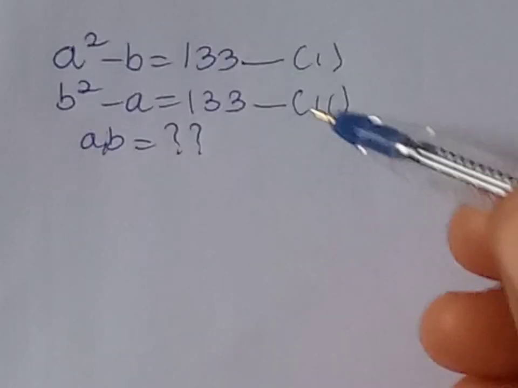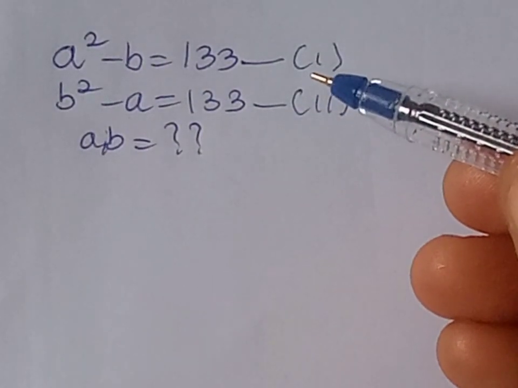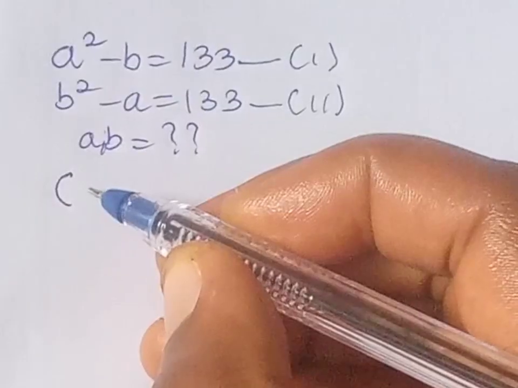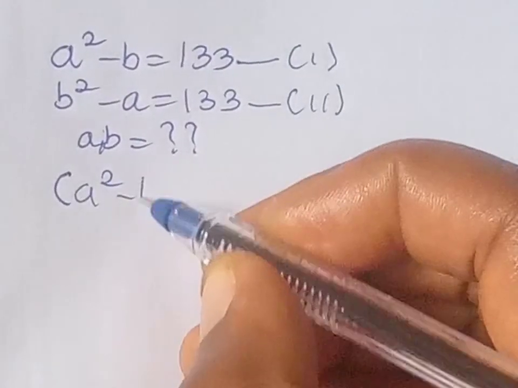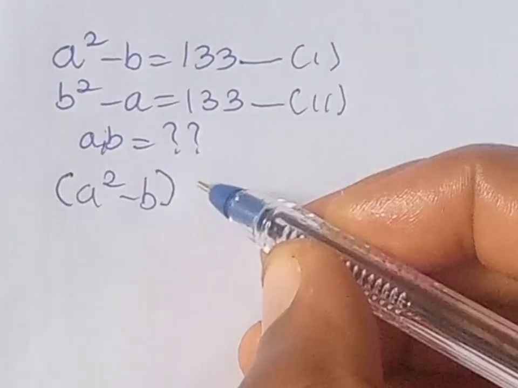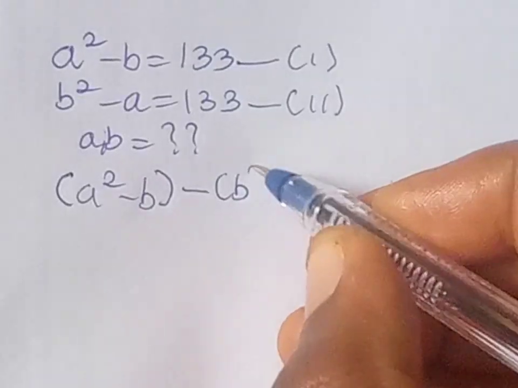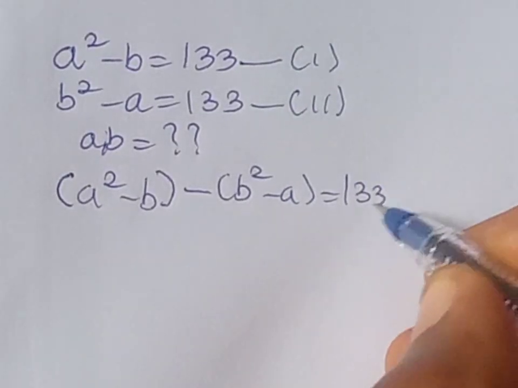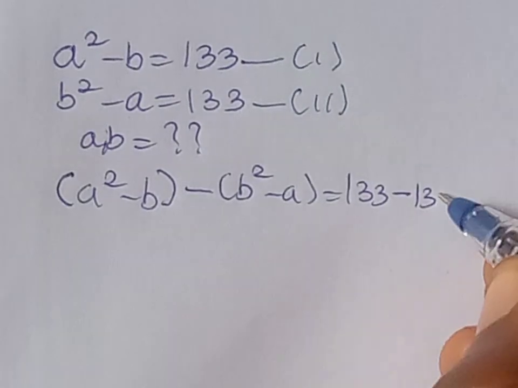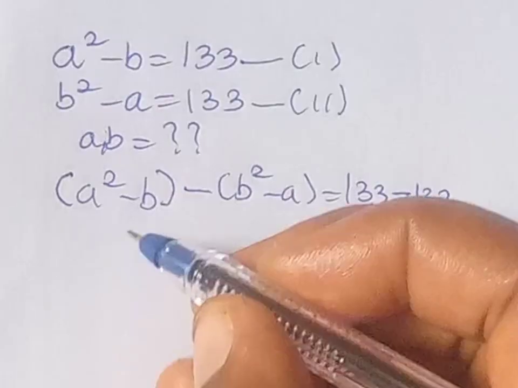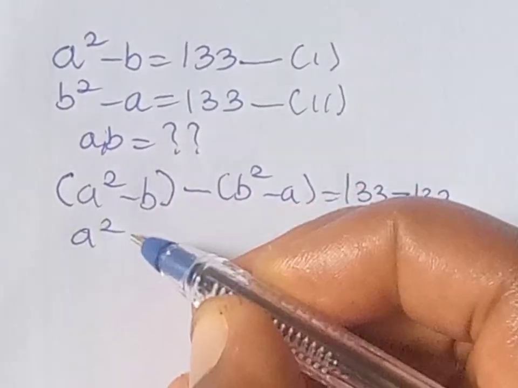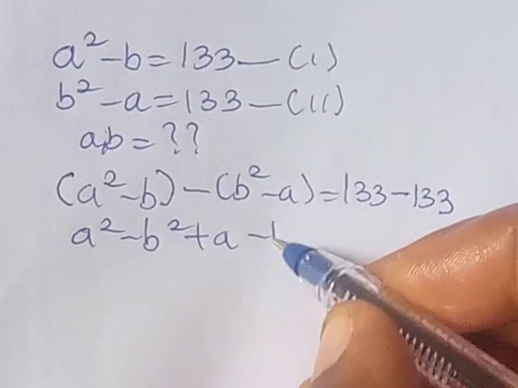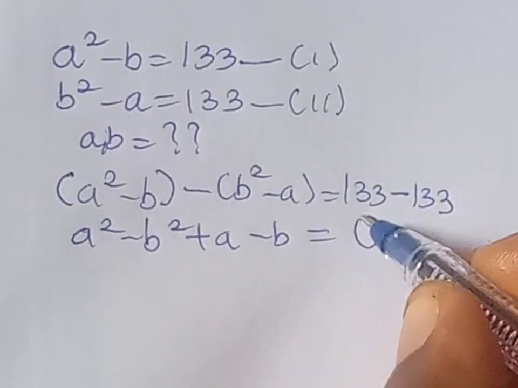Here is our equation 2 and here is our equation 1. So by the time we subtract, we are going to be getting this: open bracket a squared minus b, minus, open bracket b squared minus a, equals 133 minus 133. Now we have what? a squared minus b squared plus a minus b equals 0.